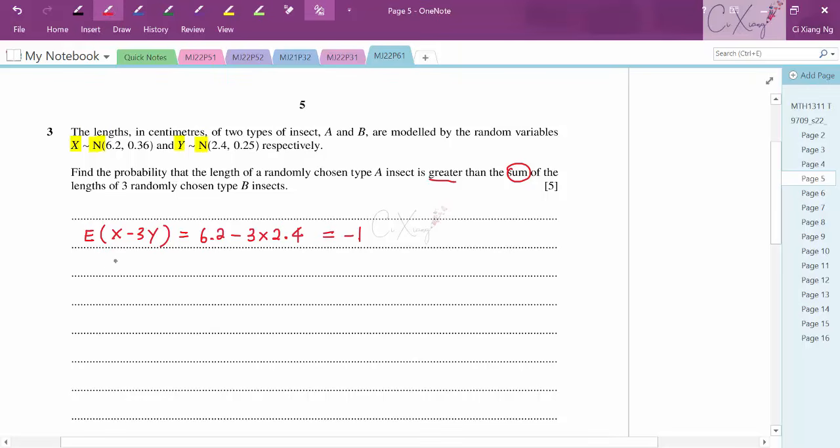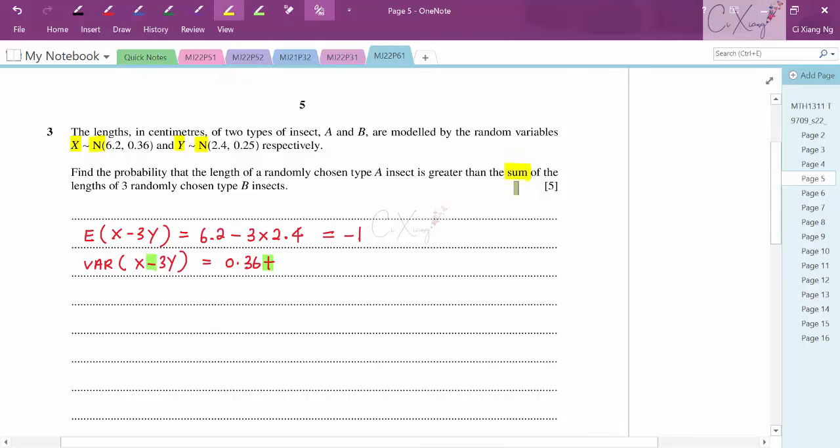And after that, we need to get the variance. All right, so to get the variance, it will be a little bit special. Okay, so for variance, we are taking the variance of x. So for the variance of x, it is 0.36. Okay, then for variance, there's no negative in our calculation here, so it should always be positive. Okay, and then we are having 3y. So for the 3y here, please have a look at the original question. They are telling us about the sum.